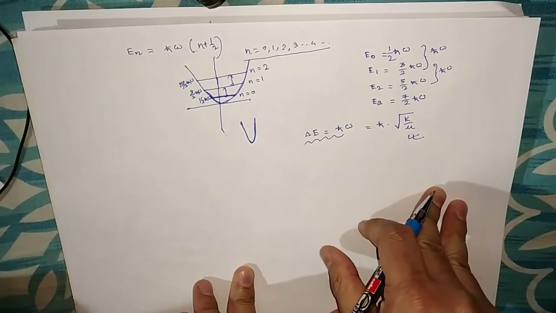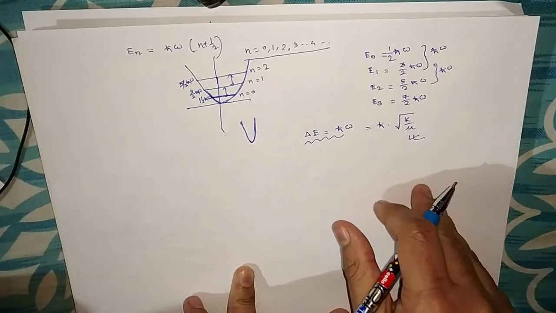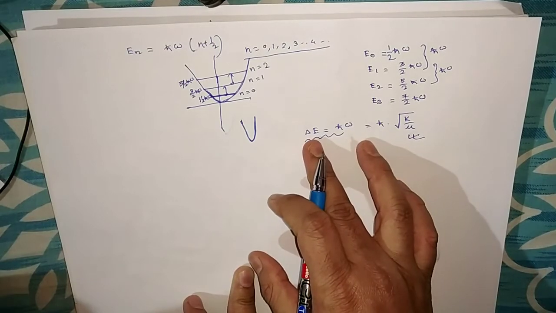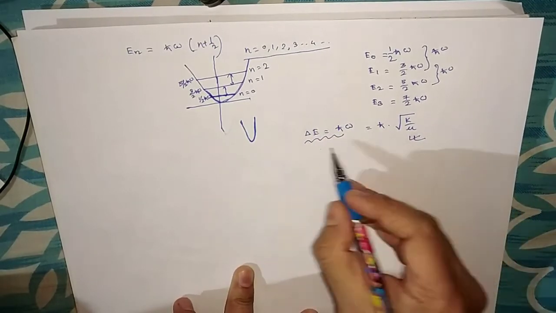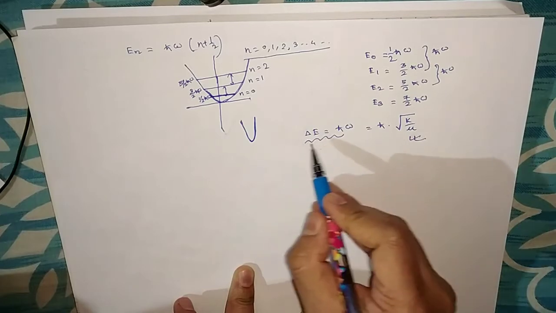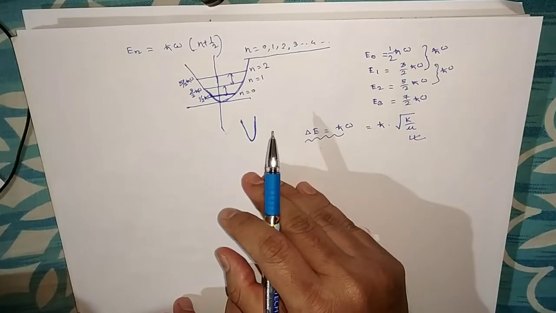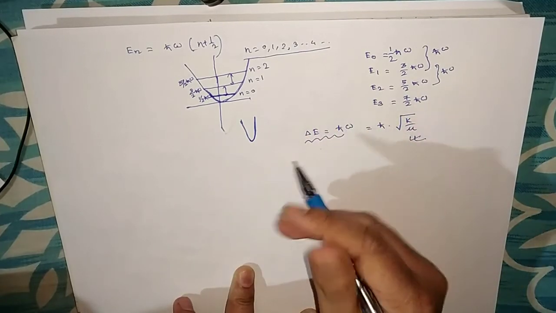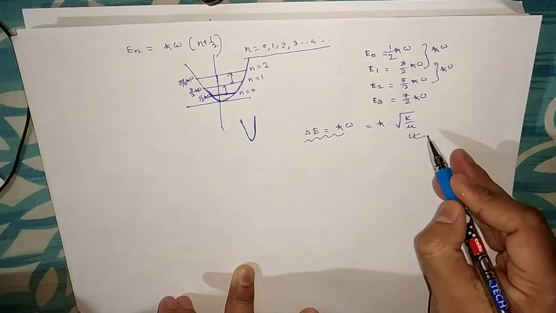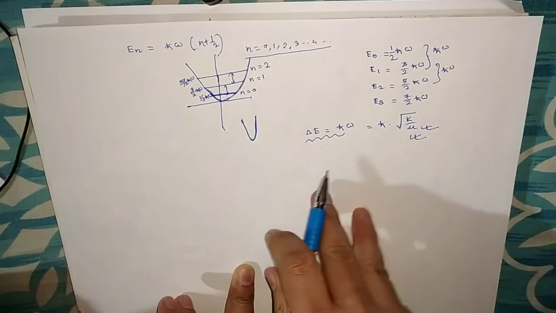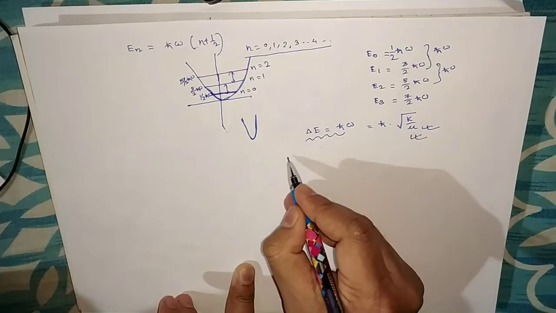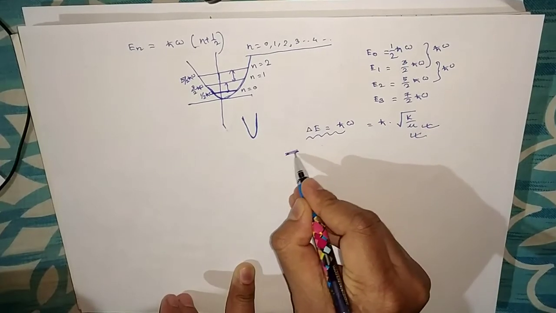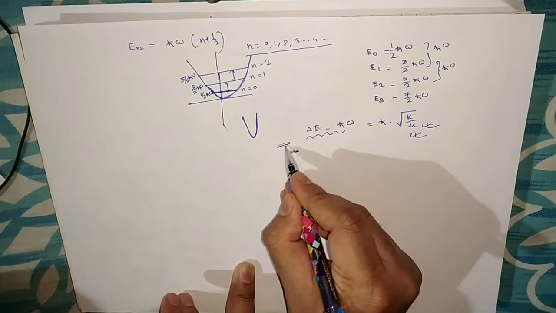So if the reduced mass is small, the energy gap between successive energy levels increases. So for smaller mass, or for subatomic particles, the energy gaps are in the range of a quantum mechanical system. But for larger mass, or for a macroscopic object, the value of this mu will be so high that the energy gap between the two levels are very close to each other.